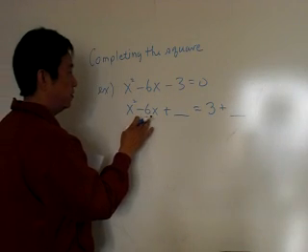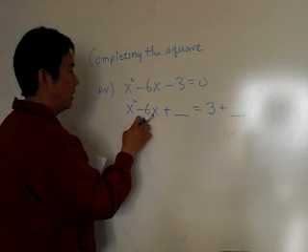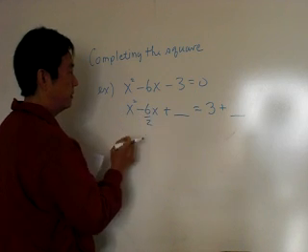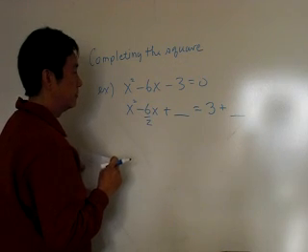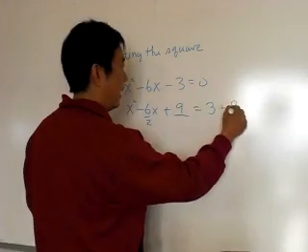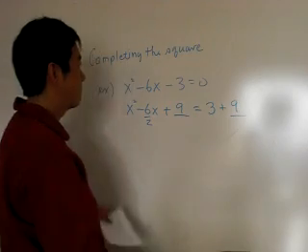So how do we complete the square? We take this negative 6, the coefficient of the middle term, and then divide it by 2. Negative 6 divided by 2 is negative 3, and then squared it becomes 9. And then add 9 to both sides. The equations are still balanced.